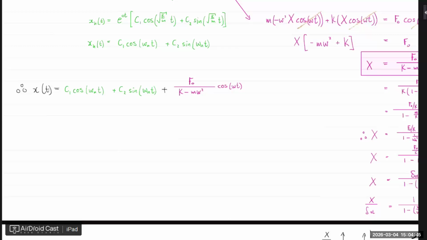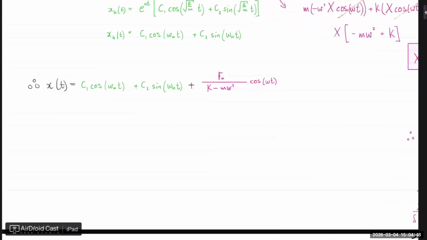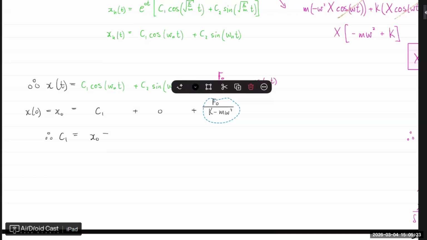So we can just say the initial conditions at 0. So basically, when t is 0, we call it x0, just the beginning. Then we will have C1 plus 0 plus F0 over k minus m omega squared. So this means C1 is then just x0 minus this part. So there we have C1.